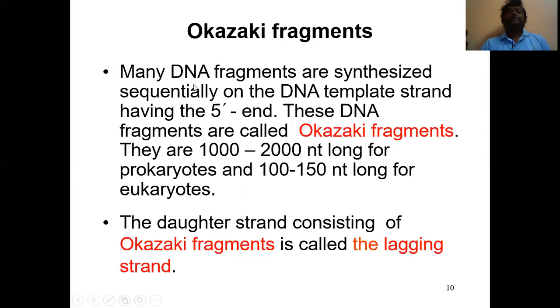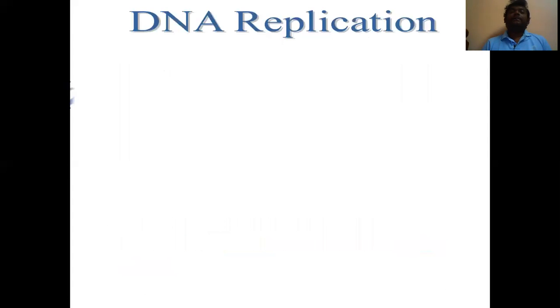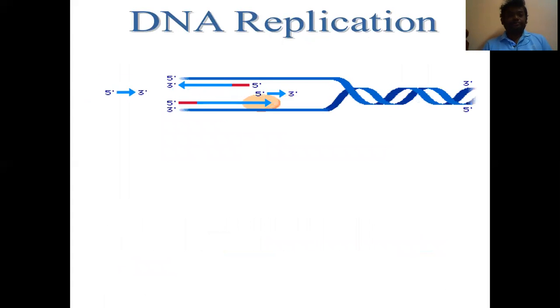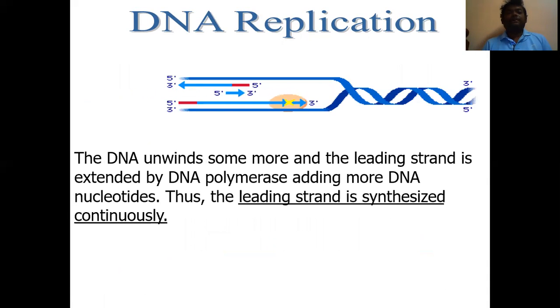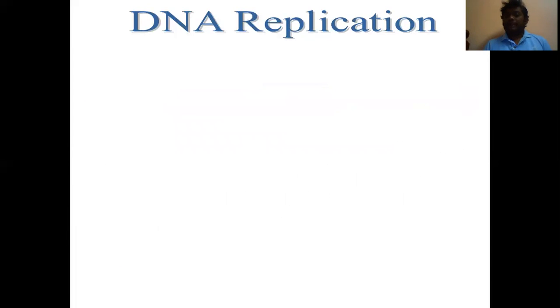Right, and later many DNA fragments are synthesized sequentially on the DNA template strand having the 5 end, and these DNA fragments are called Okazaki fragments, and these Okazaki fragments later are joined, like this. And the DNA unwinds more, and the leading strand is extended by DNA polymerase. So by adding nucleotides, this leading strand is synthesized continuously without any breaks.